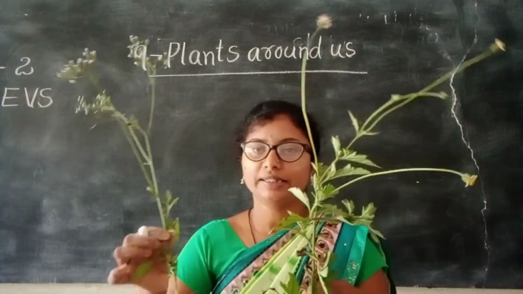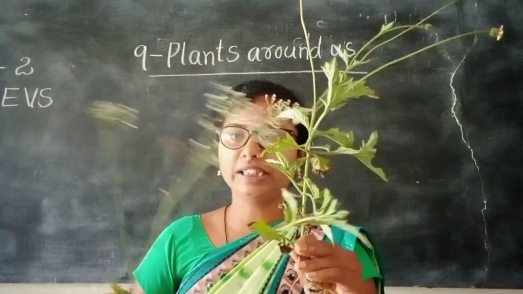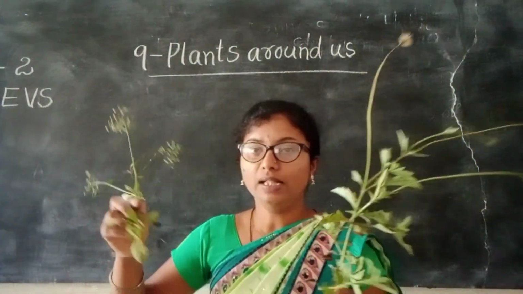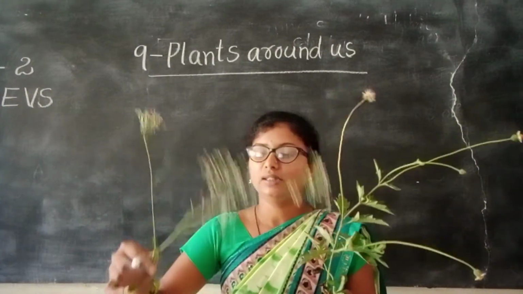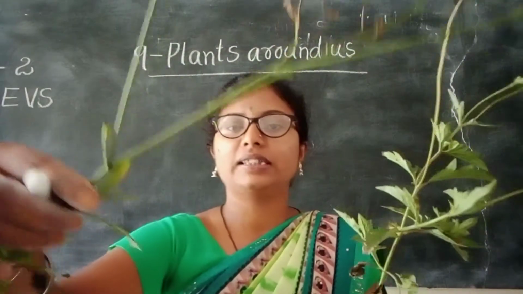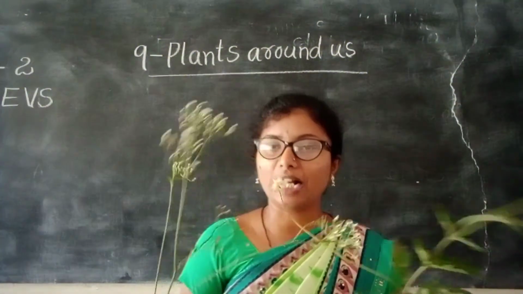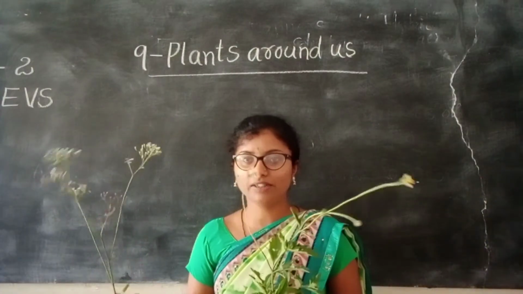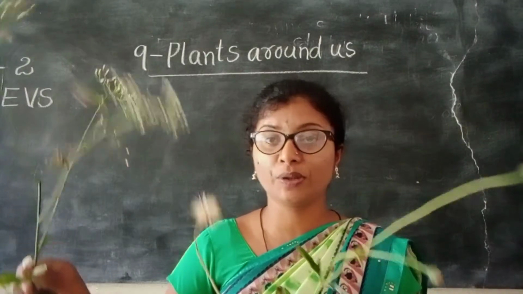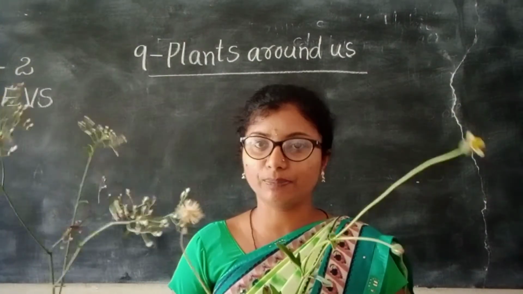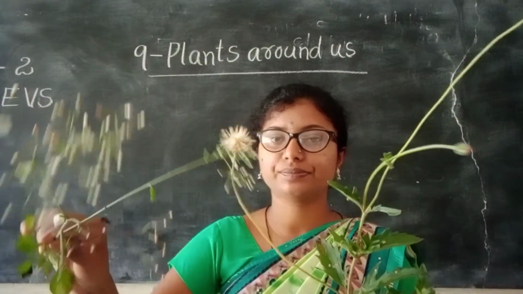Here, see, these are two plants. Its leaves are different from these leaves. Different plants have different types of leaves. Then these are the flowers. Flowers are the most beautiful and colorful part of the plants.